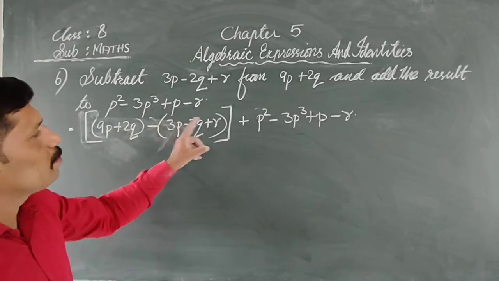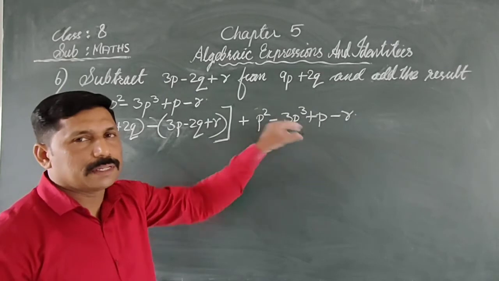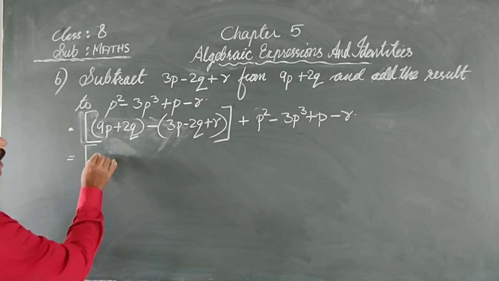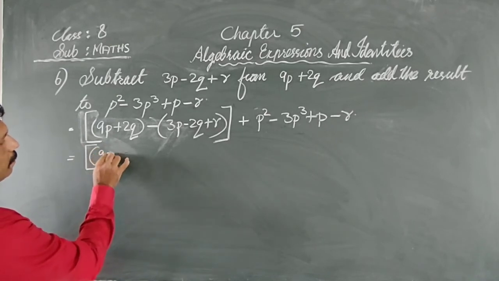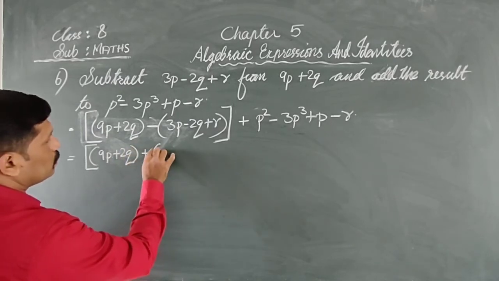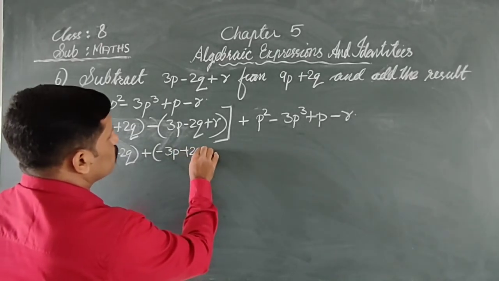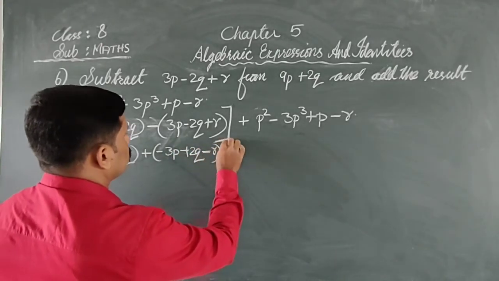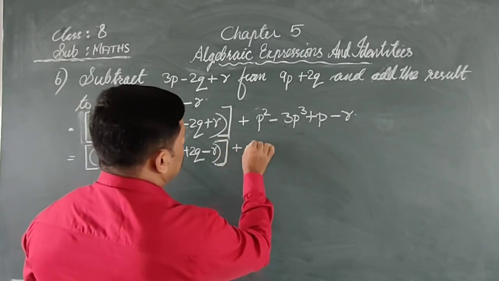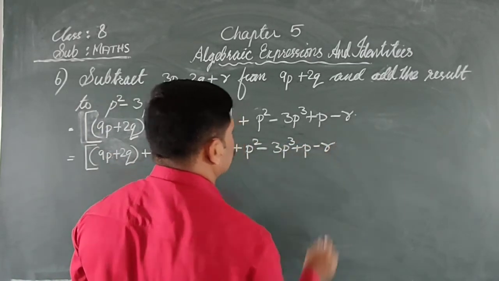First this number minus this number plus the third number, means subtract these two numbers and add the result with the third number. So let us start. Subtraction means addition with the additive inverse, you know that. So 9p plus 2q plus negative 3p plus 2q. Here we want to change the symbol, minus r. Then plus p square minus 3pq plus p minus r.